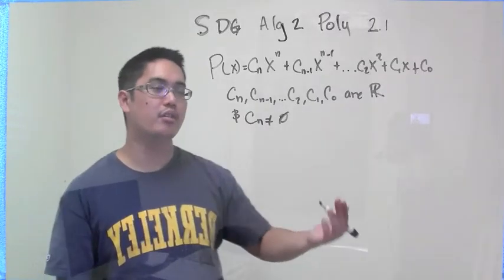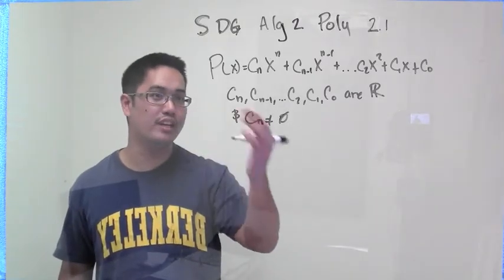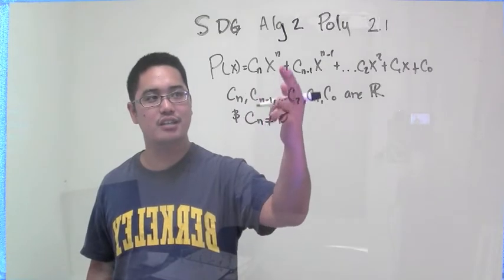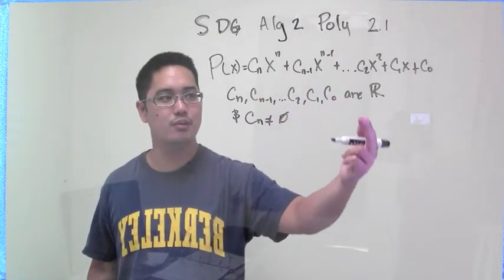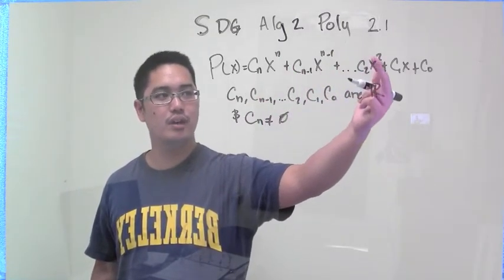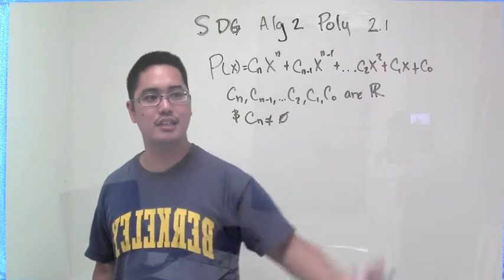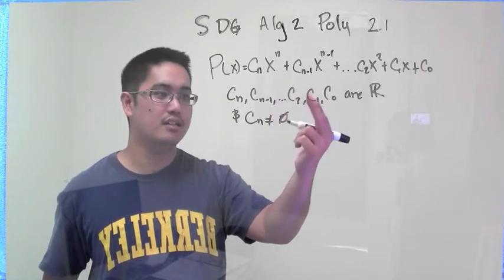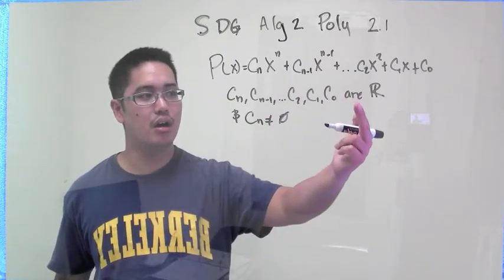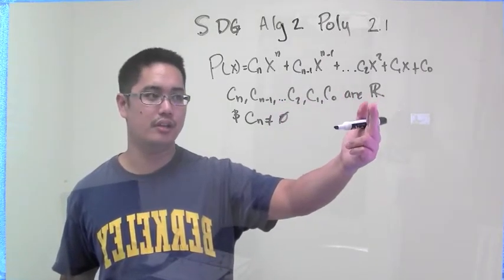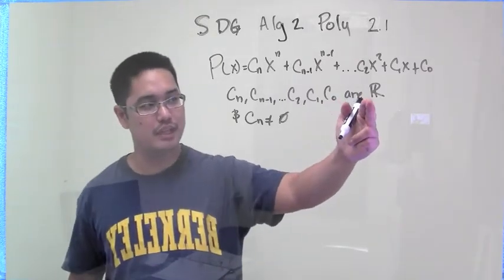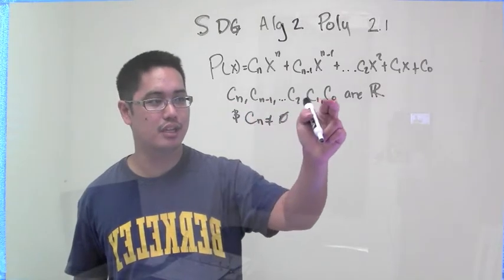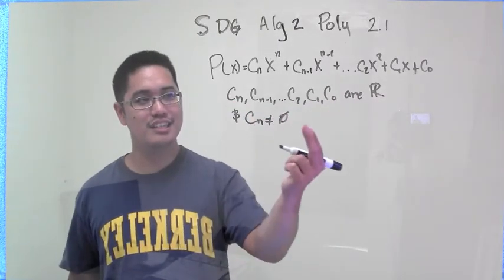Alright, we're going to hit polynomials 2.1, and here's what I've written down. I've written that a polynomial is of the form Cn x to the n, Cn minus 1 x to the n minus 1, dot dot dot, C2 x squared, C1 x plus C naught, where Cn, Cn minus 1, dot dot dot, C2, C1, and C0 are in this weird looking R thing. Now this weird looking R thing means real numbers. So it's basically just saying that these things are real numbers. And Cn is not equal to 0.